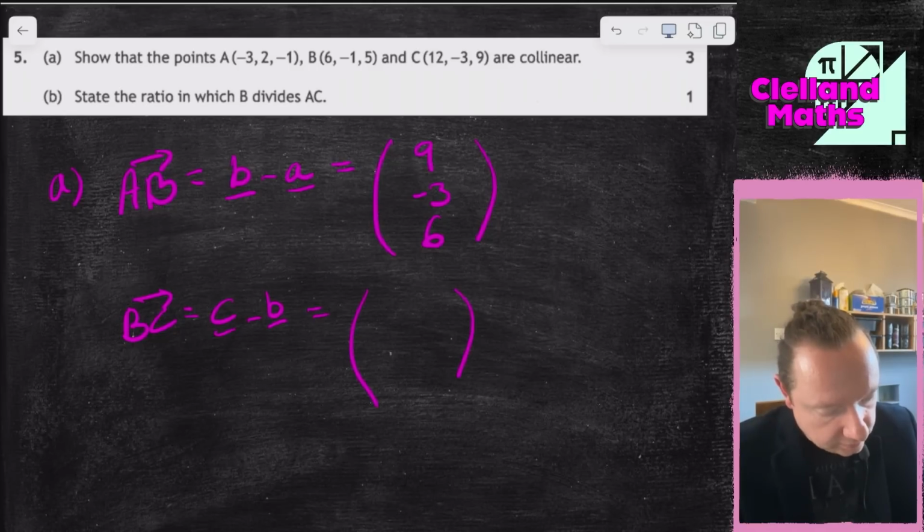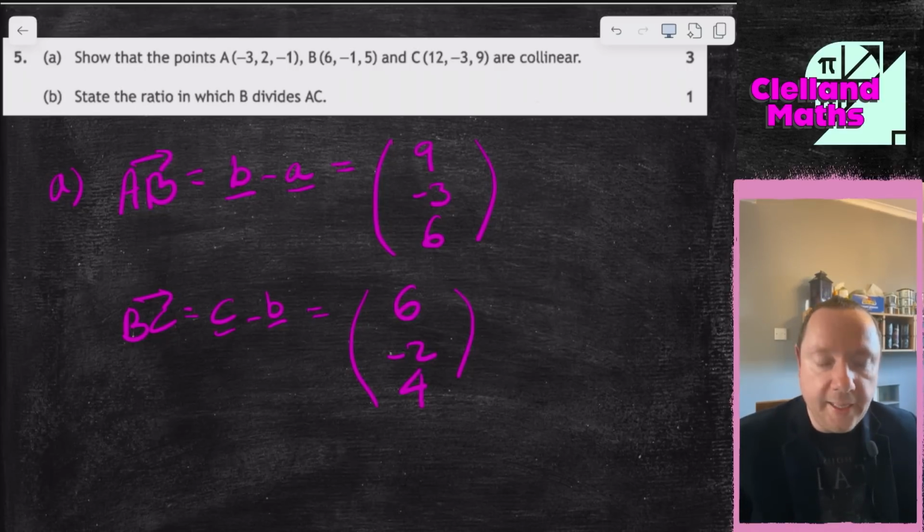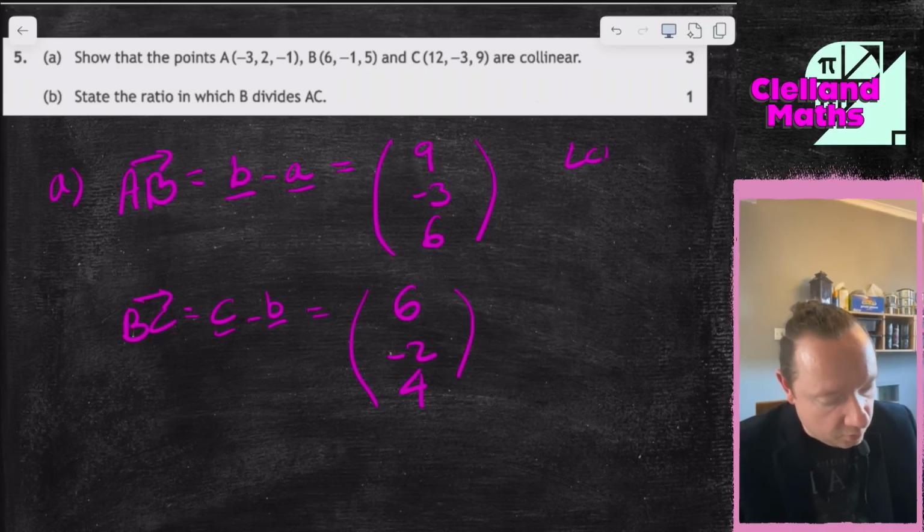So that is 12 minus 6, which is 6, minus 3 minus minus 1, which is minus 2, and 9 minus 5 is 4. So we get 6, 2, 4, and 9 minus 3 and 6. So 6, 12, 18, 9, 18. The lowest common multiple between, say, 9 and 6 is 18. So if I just times that by 2, that equals that times 3, hopefully.